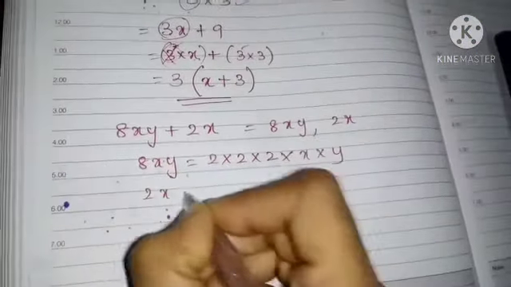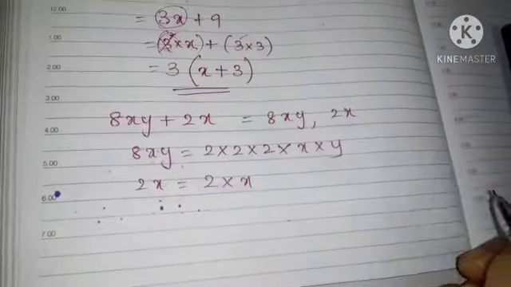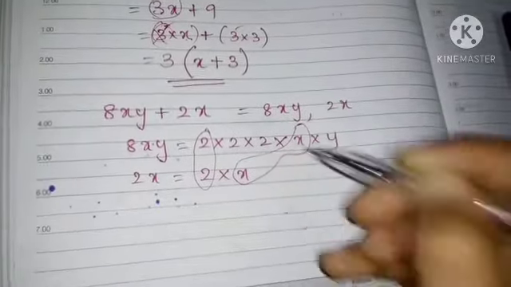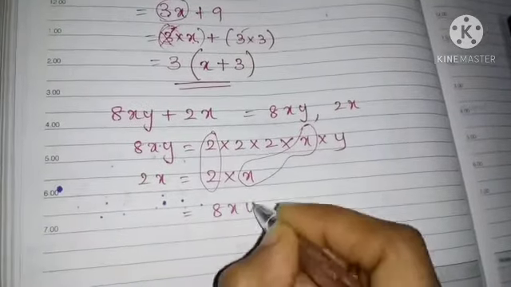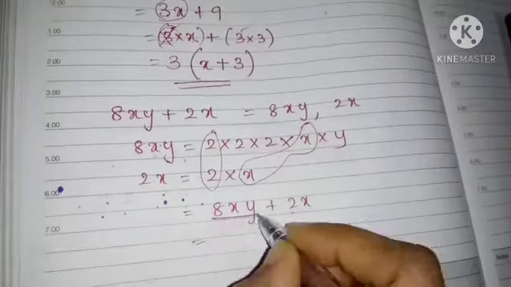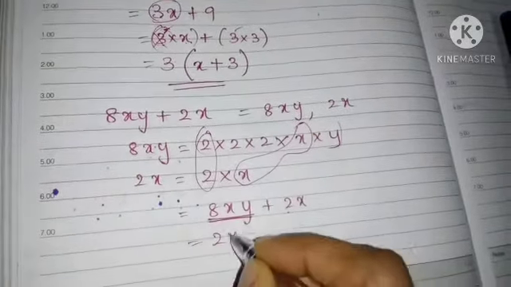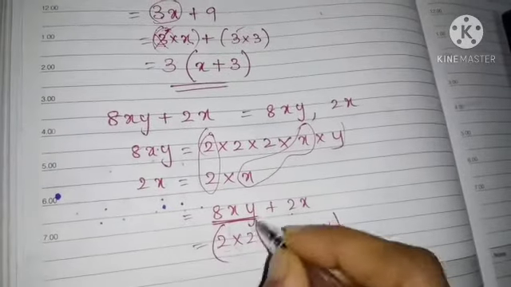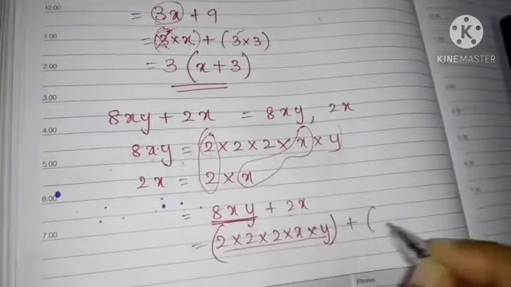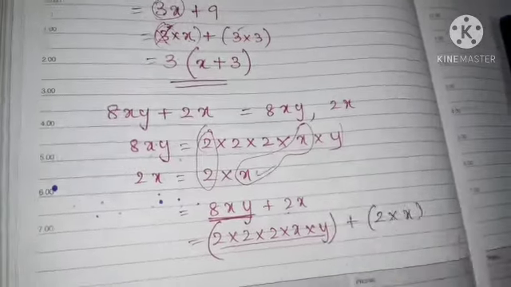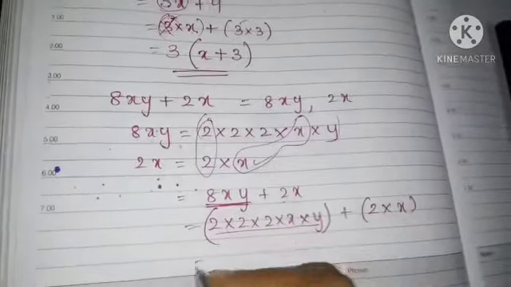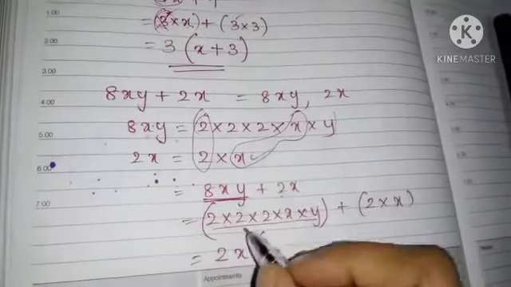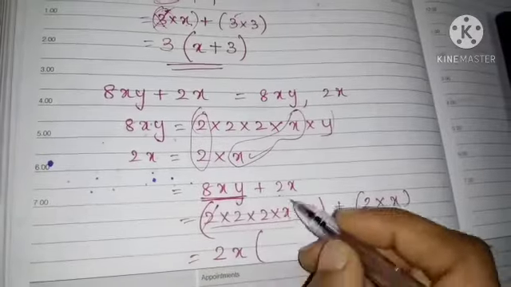Next, 2x, how will you write? 2 into x. In these, which is common? 2 is common, x is common. Correct? So 8xy plus 2x, how will I write? 8xy I am going to write like this: 2 into 2 into 2 into x into y, plus 2x, 2 into x. Now in this, which is common? 2x. So take 2x outside: one 2 I have taken outside, x I have taken outside.